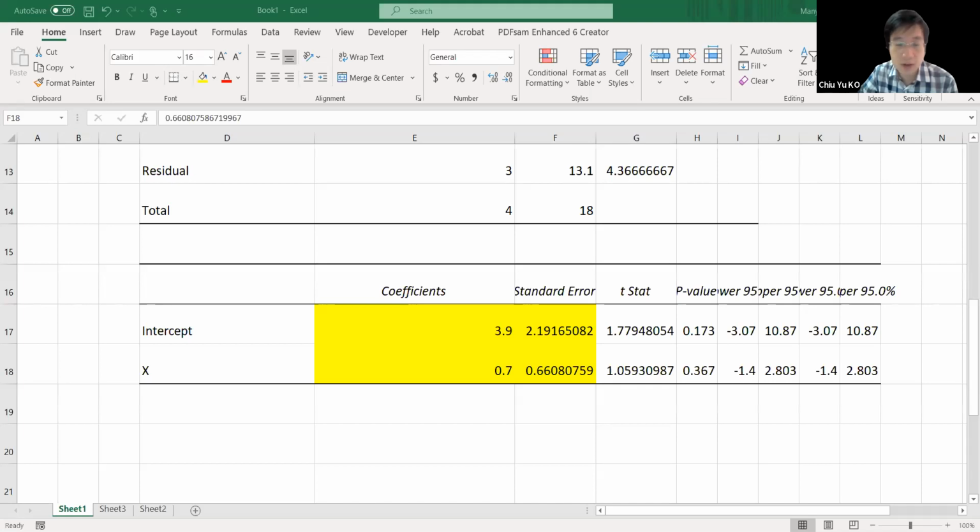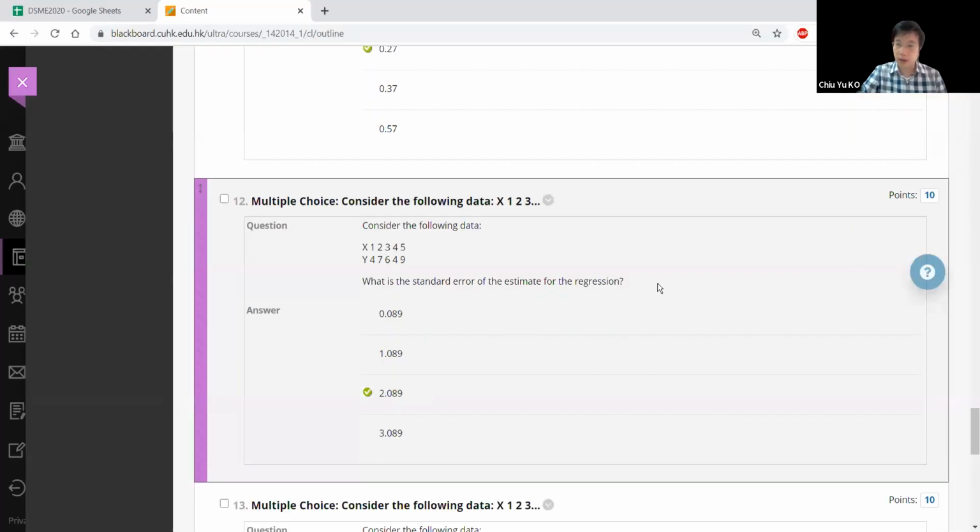I think Q12 is 2 point something. Yeah, it's 2 point something. Yeah, no, you can see it's 2.809.